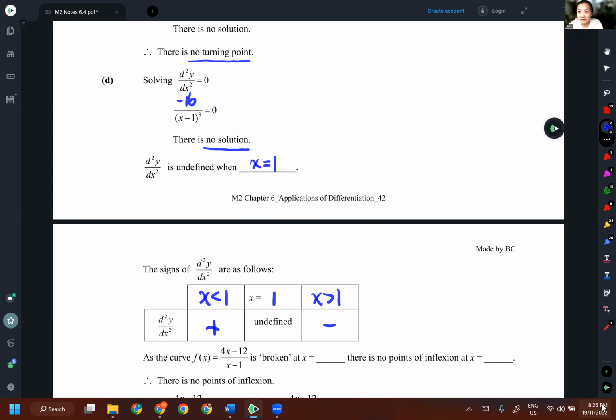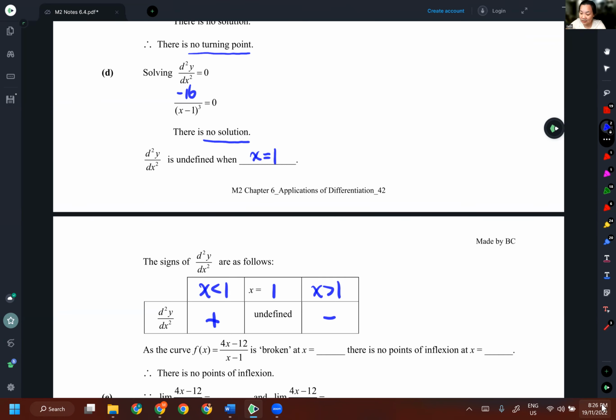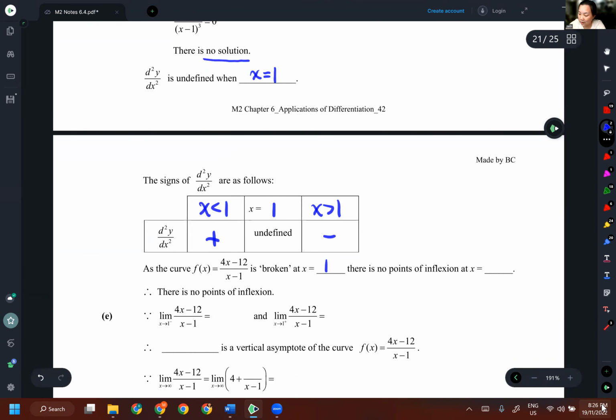Okay. But if you look at that, there is a change of concavity. But since this is broken at x equals 1, there is no point of inflection at x equals 1. But there is a change. This will be helpful. You may say, why do I need it? There is nothing there. Why must I check the concavity? It's going to be useful. Otherwise, you have nothing.